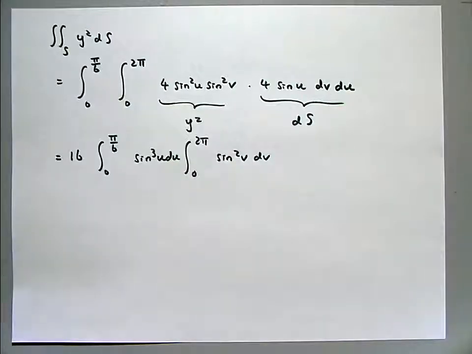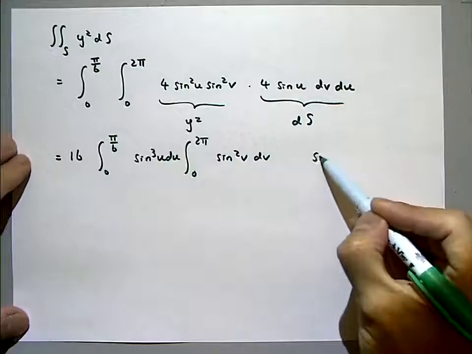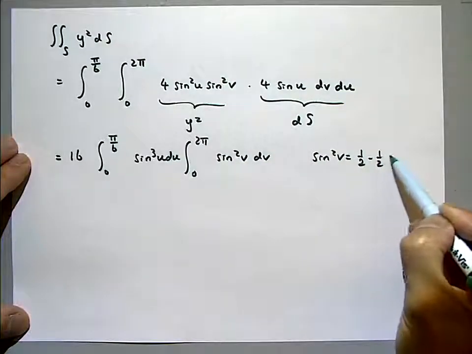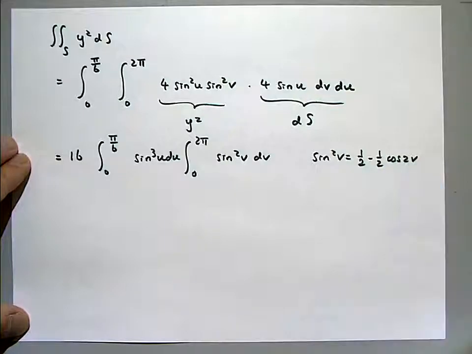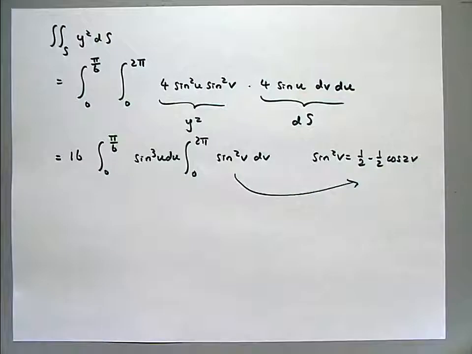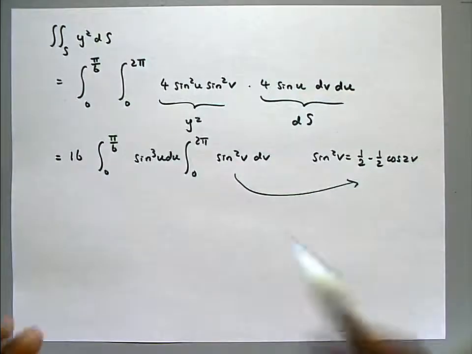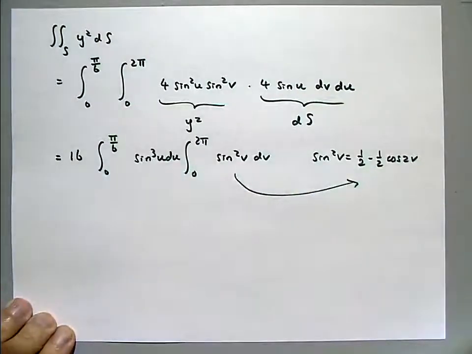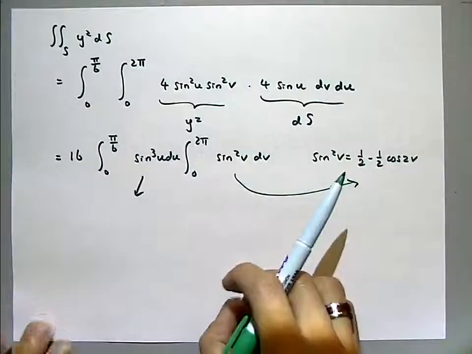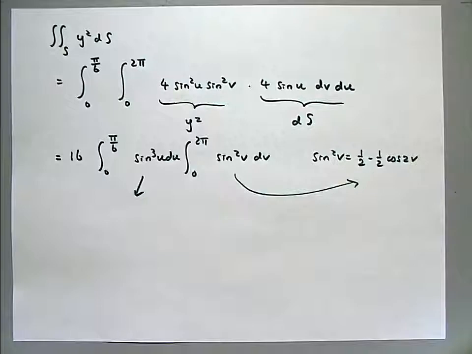How do you integrate this? We've seen this quite a few times now. 1/2 minus 1/2 cosine of 2v, right? So that's this stuff right here. Okay, so that's doable. We don't have to worry too much about that. What about sine cubed of u du? How do you integrate this?